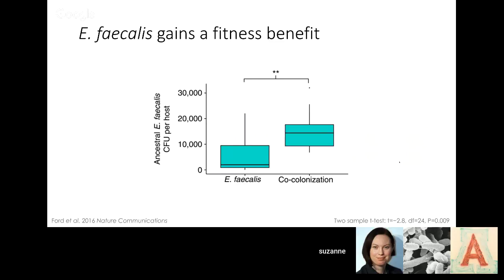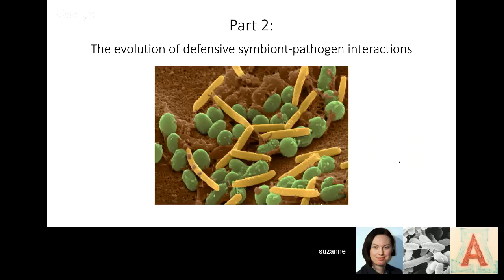It kind of suggests that the Enterococcus is actually gaining some sort of exploitative fitness benefit. So it's exploiting the Staphylococcus in some way. And so in this way, the system's quite host parasite-like, where it's antagonistic, where one benefits at the expense of the other. So this is the system that we use, and this leads me nicely onto part 2. This is where I focus on the evolution of defensive symbiont and pathogen interactions.